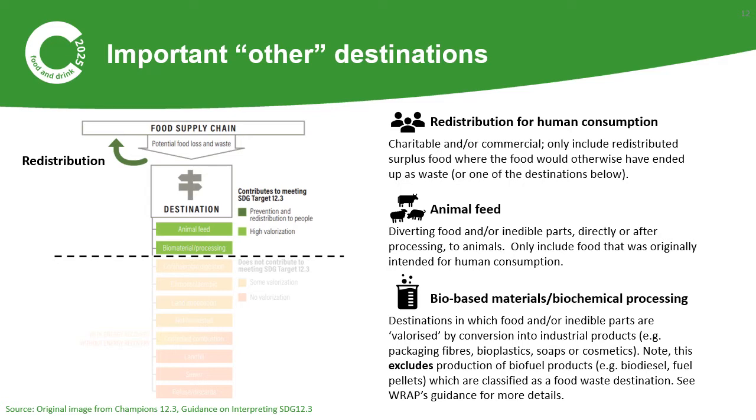And please note where this biomaterial processing results in the production of biofuel products, so biodiesels or fuel pellets, for example, from things like coffee grounds or used cooking oil, this should be reported as a food waste destination under the other destination, along with a clarifying note. So this shouldn't be reported under the bio-based materials biochemical processing destination here. And please see our guidance on biomaterial processing and also our guidance in the data capture sheet for more details on that.